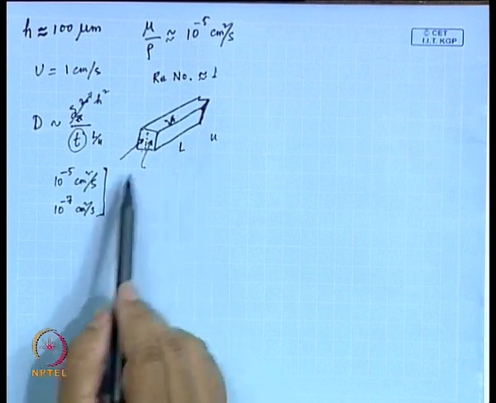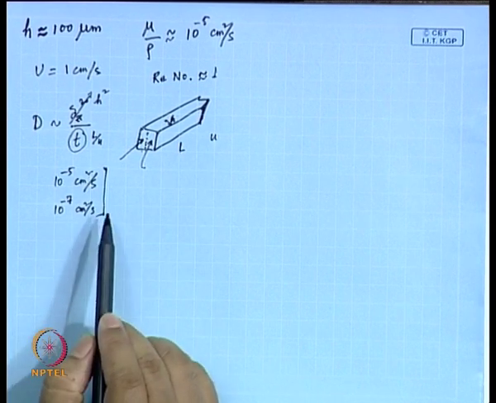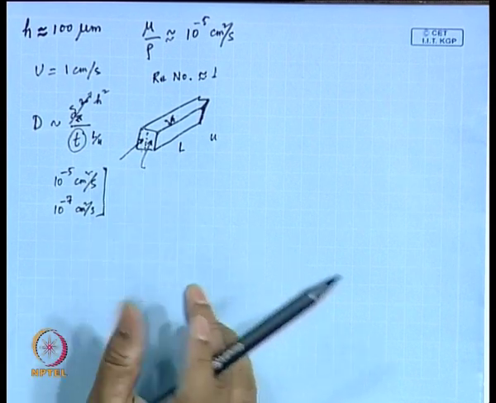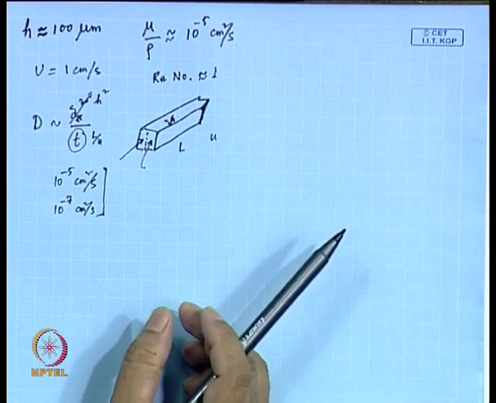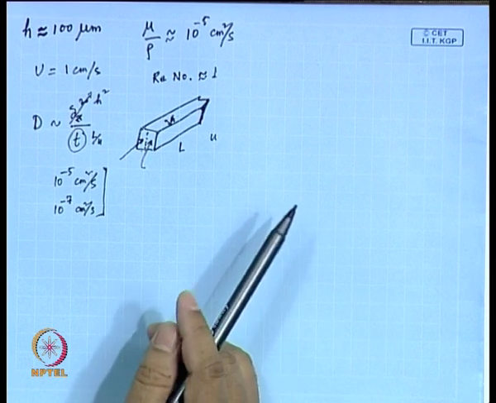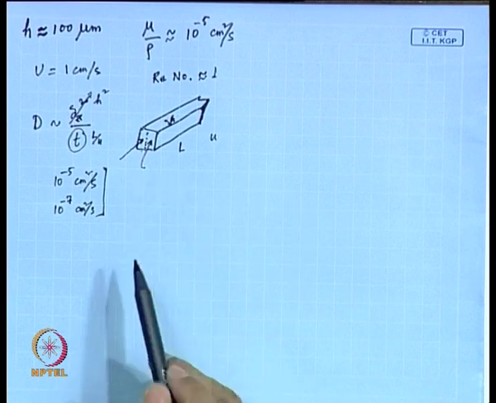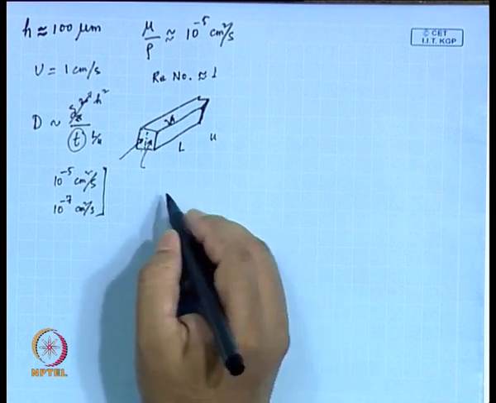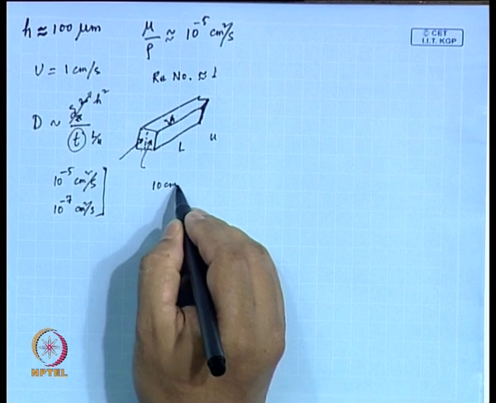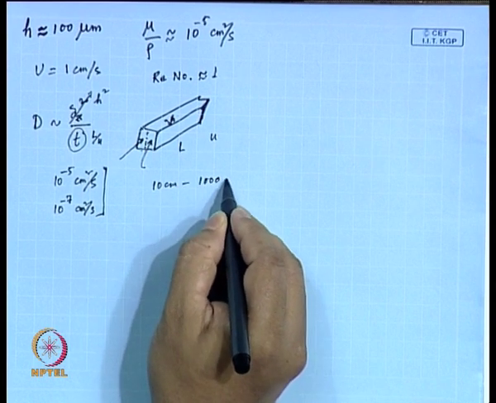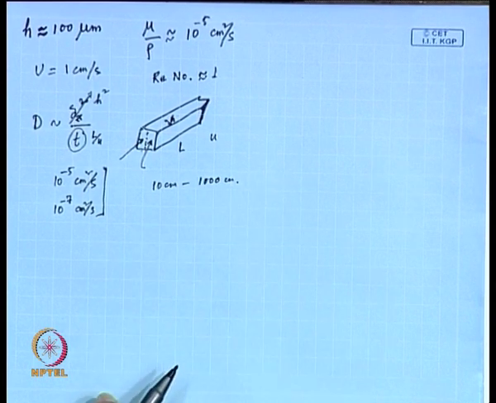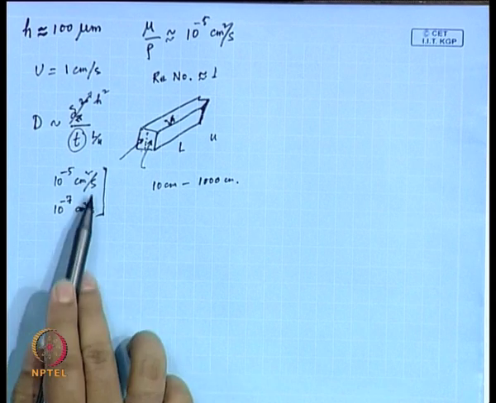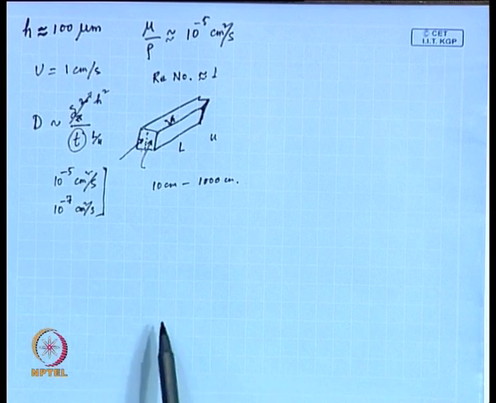So if this is the range of diffusivity I have to cover, and if somebody asks you what should be the length of this channel, given this h, the typical dimension of a microchannel is 100 micrometer, what would be the length we are talking about here? And you will find that this length varies from 10 centimeter to 1000 centimeter, if this is the range of diffusivity that has to be covered.